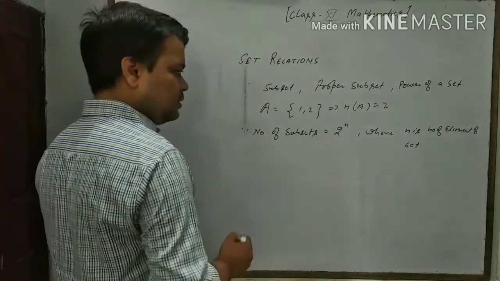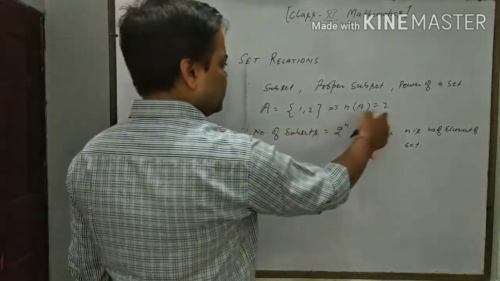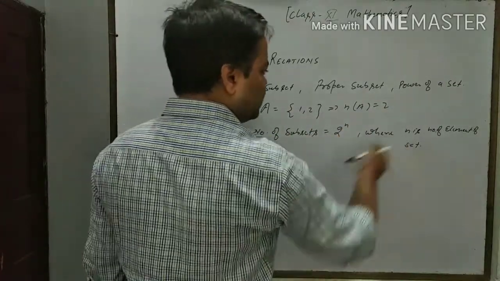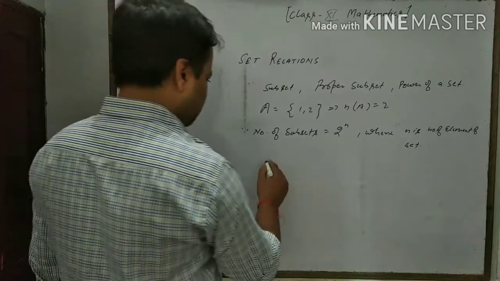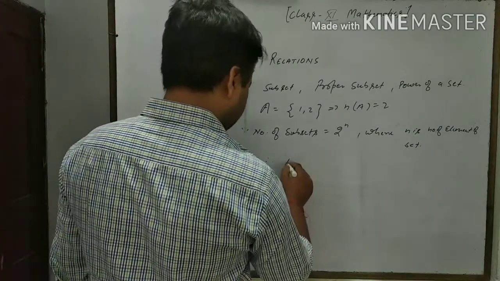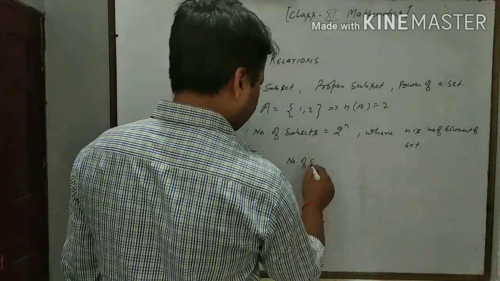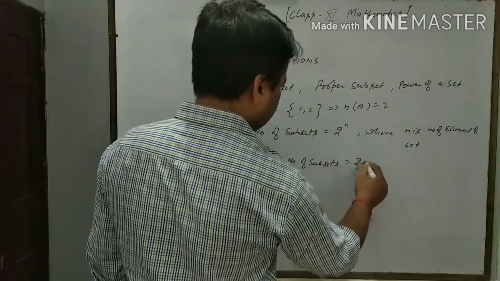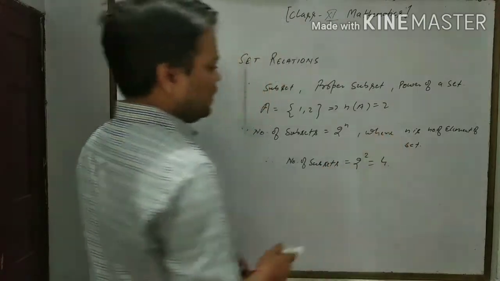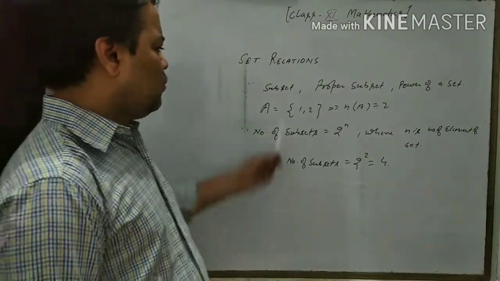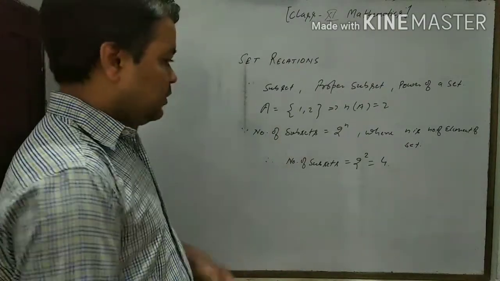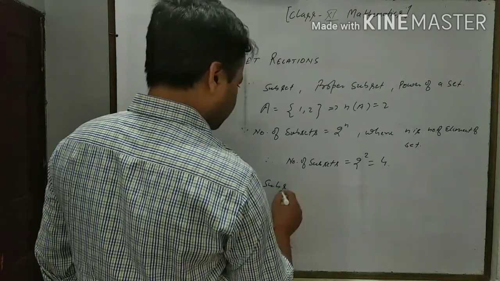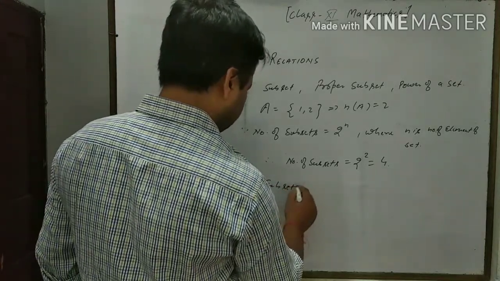So here this implies that the cardinal number of set A is equal to 2. Set A is given, the cardinal number of the set is 2, and since the number of subsets is equal to 2 to the power n, where n is the number of elements of the set, therefore the number of subsets is equal to 2 raised to the power 2, that is 4. It means here there are 4 subsets. Now let us try to make the subsets of A.